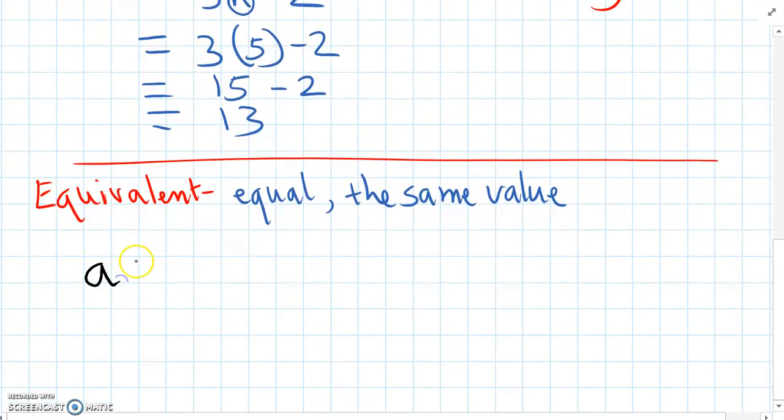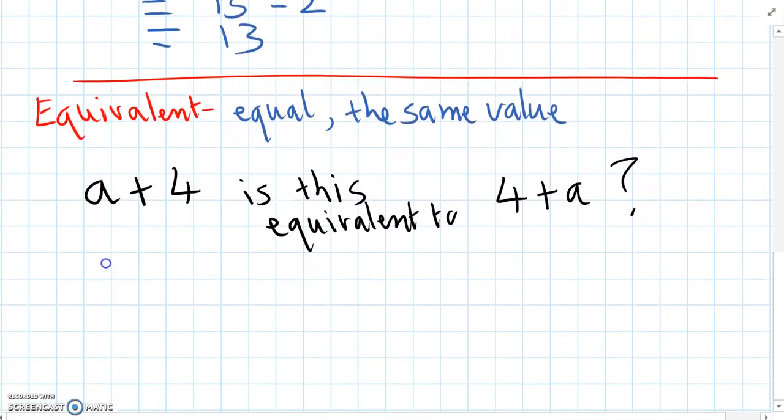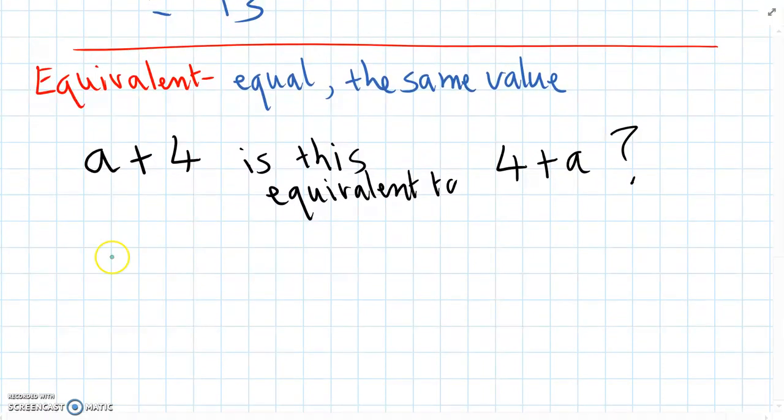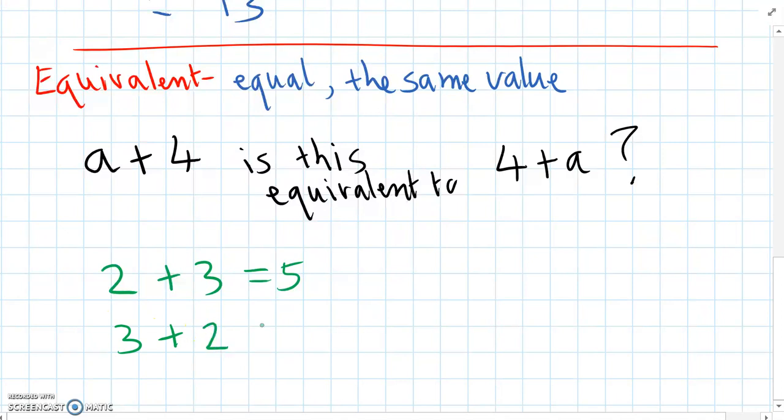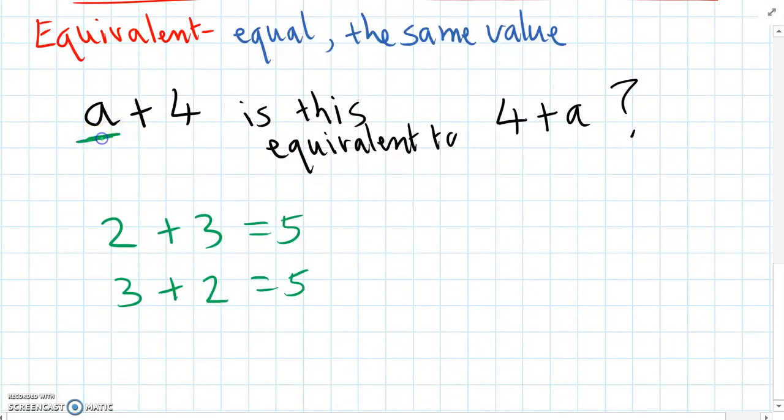If we have a plus 4, is this equivalent to 4 plus a? Is a plus 4 equivalent to 4 plus a? Well, we know from normal arithmetic with normal numbers that if we have two numbers adding together, like 2 plus 3, that is the same as the opposite, 3 plus 2. Both of these equal 5. So that means with algebra, even though we don't know what a is, we know a has to be the same in both expressions. So adding 4 to a is the same as adding a to 4. So yes, these are equivalent.